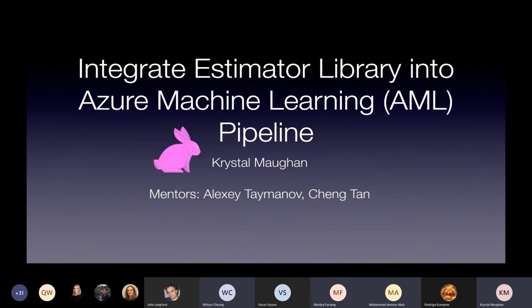Hi, my name is Krystal Maughan. I'm a current rising third-year PhD student at the University of Vermont, advised by Jui and Krystal Vincent. Before that, I studied film photography and visual arts and worked in Hollywood. Today, I'm going to give a brief talk on my reinforcement learning open source FEST project, which is titled Integrate Estimate Library into Azure Machine Learning Pipeline. In this project, I worked with my pair Jui and was mentored by Alexi and Cheung.